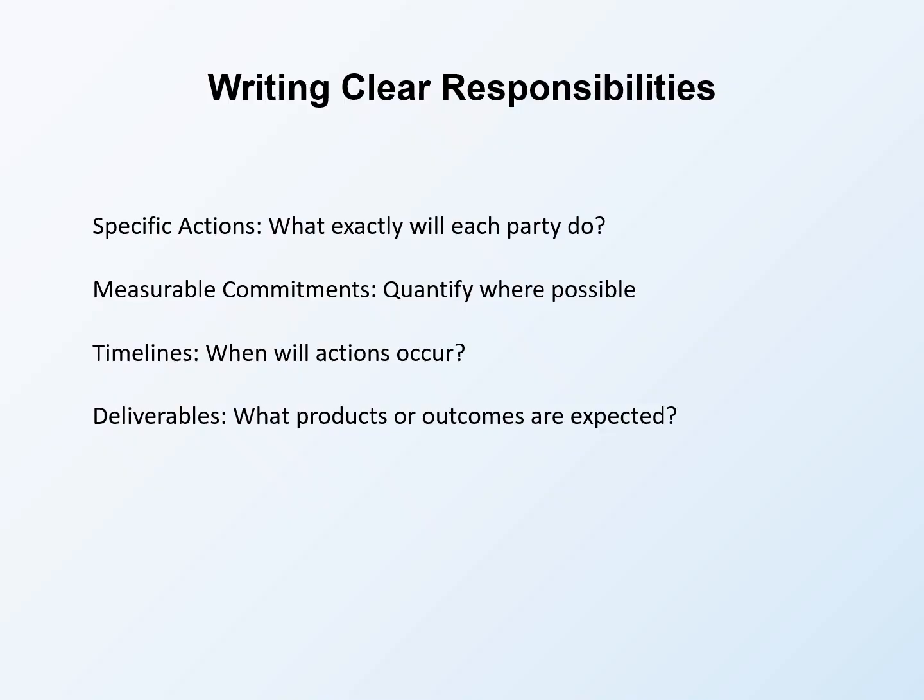Distinguish between required and optional contributions. Some commitments are absolute while others are contingent or aspirational. Make these distinctions clear. Include explicit statements about what is not included. Sometimes clarifying what partners are not committing to is as important as specifying what they are committing to. This prevents assumptions about unstated expectations.